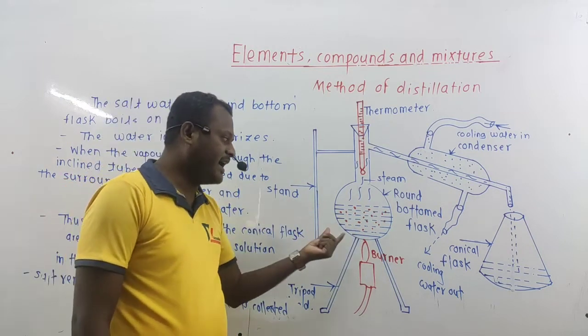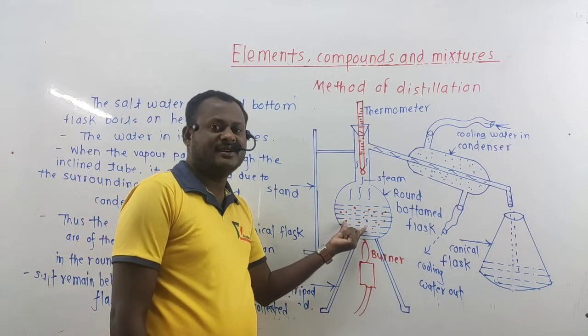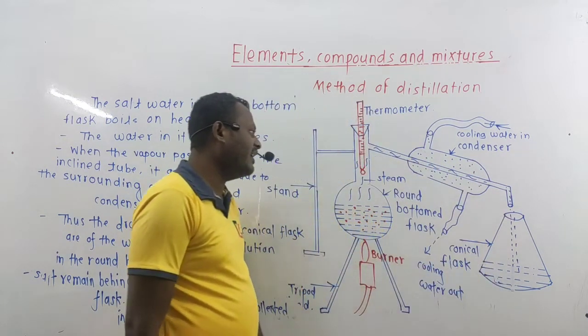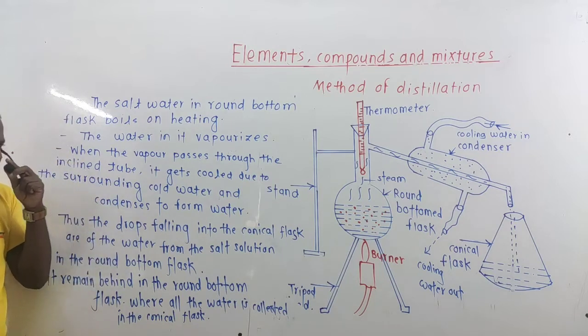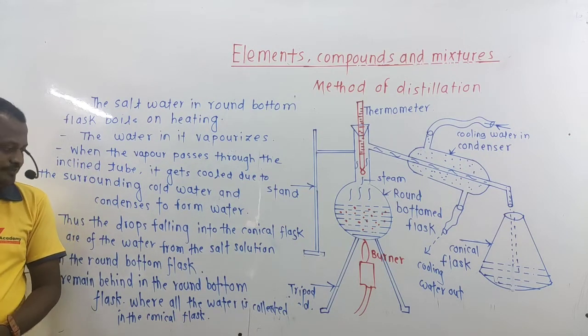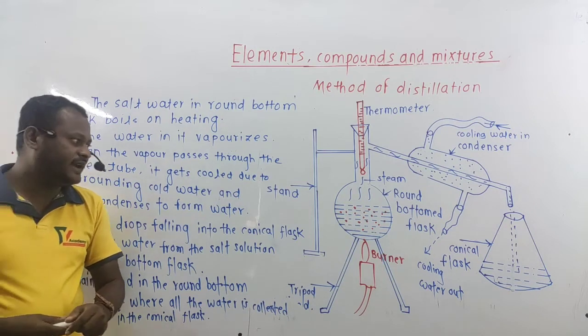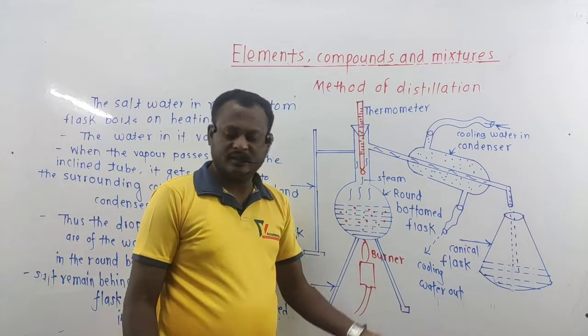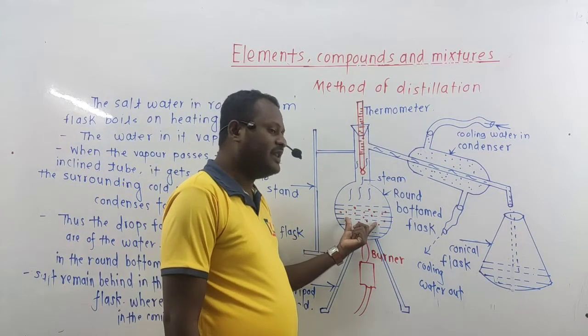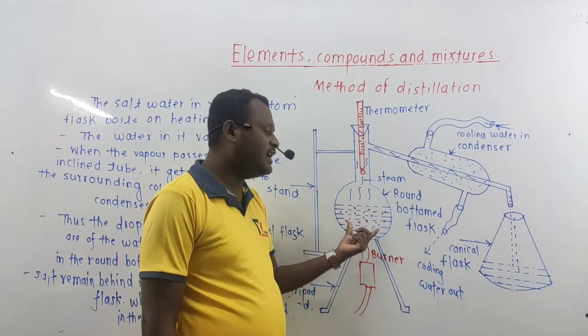Salt remains behind in the round bottom flask, where all the water is collected in the conical flask. तर अशा पद्धतीने या ठिकाणी सेपरेशन होतं. ओके. तर या ठिकाणी तुम्हाला लक्षात आलं असेल प्रोसेस. अजून एकदा पहा. तर या ठिकाणी राउंड बॉटम फ्लास्क, त्यामध्ये आपलं साल्ट सोल्युशन आहे, साल्ट वॉटर आहे.